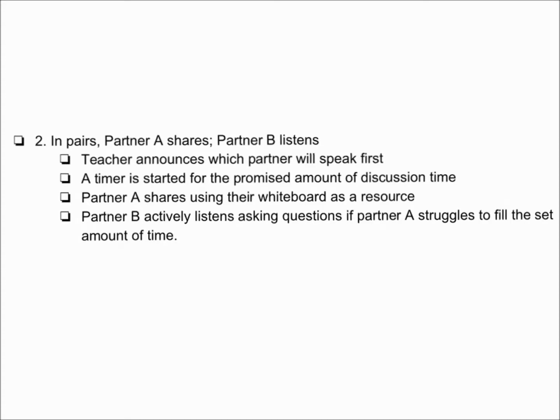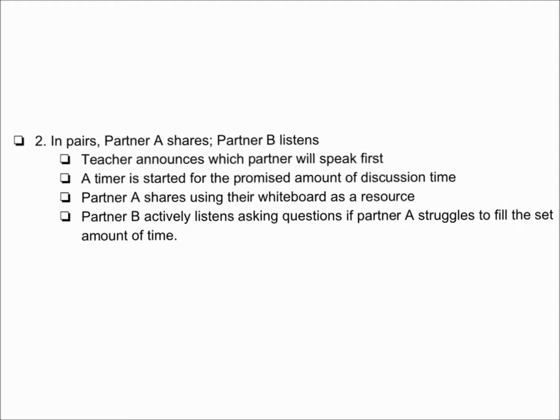The next major step is that in pairs, partner A shares and partner B listens. Partner A does not always have to start. Partner B should start, and it should be assigned at random. Students should not know a pattern of who will speak first. The teacher should announce after write time which partner will think first, remind students for how long they have to think, and they should prompt that student to start speaking.